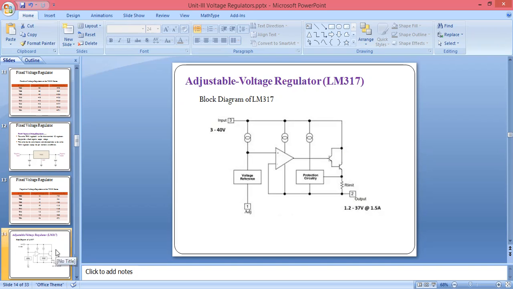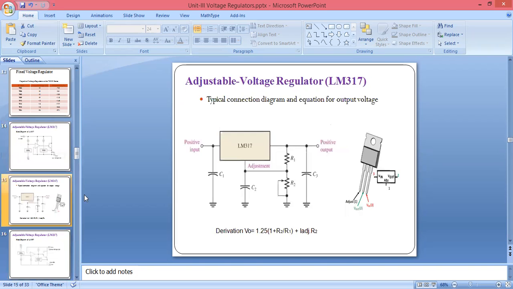If you see the pin diagram, it is also a 3 pin IC. Here the first pin of the LM317 will be used for adjusting the output voltage. At the second terminal, we are measuring the output voltage, and at the third terminal, we are giving the input voltage. LM317 will give an output voltage that will be variable and it will be positive.